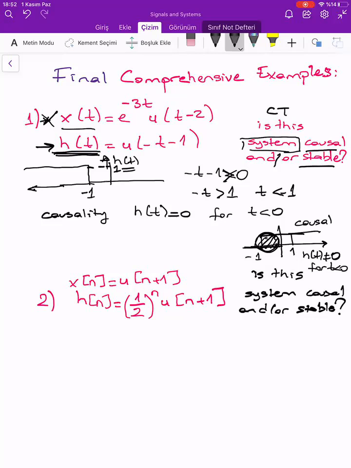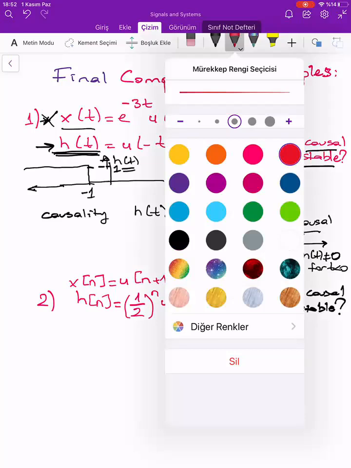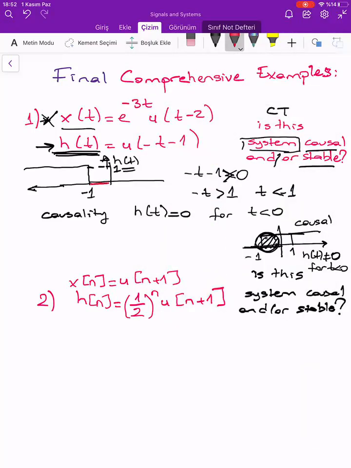If you look at this part right now, what do we see? Do we see anything before 0? Yes. Before 0, we have h of t. So that means our system is non-causal, okay? So for causality, I check h of t, and if h of t is something different than 0 for t less than 0, for negative t values, then I would say this is a non-causal system, okay?